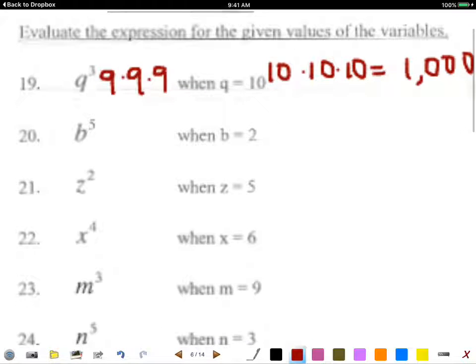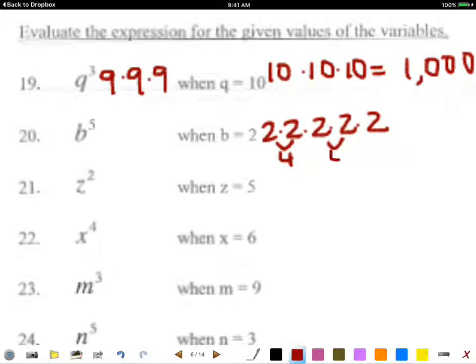Okay, b to the 5th power. So that's 2 times 2 times 2 times 2 times 2. It would be to your benefit if you would group these together. For example, 2 times 2 is 4, and 4. Look, Cade, if you did that, and then you just bring down this 2, you just have to do 4 times 4 times 2. 16 times 2. There you go.